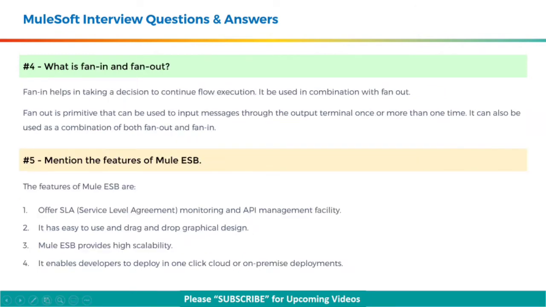Next, what is fan-in and fan-out? Fan-in helps in taking a decision to continue flow execution. It can be used in combination with fan-out. Fan-out is a primitive that can be used to input messages through the output terminal once or more than one time. It can also be used as a combination of both fan-out and fan-in.